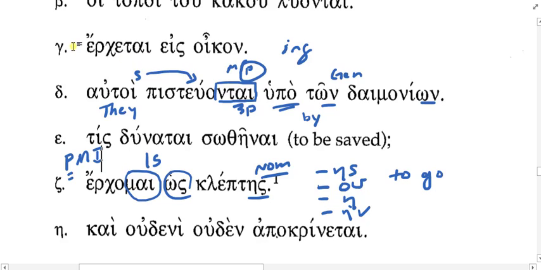So if you look at gamma, it's not erkomai, but erketai. So it's not I, but someone else. Who? He, she, or it, right? And so what tense do I want to use for this? What's the only tense we know? Present. So use your present tense. He is coming into the house.